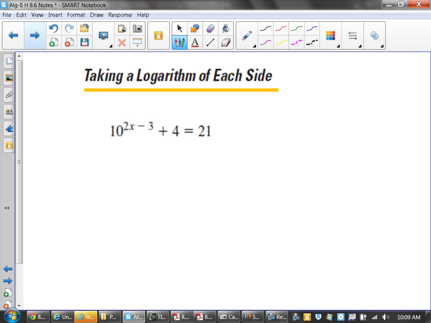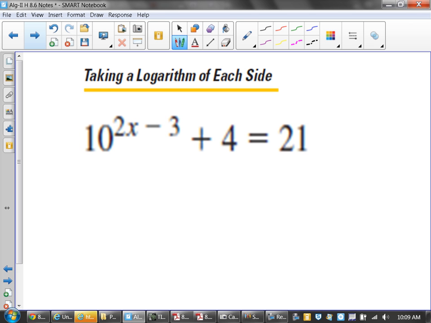Let's try this one. Take another step of it. Now we have a multi-step problem. Once we get into the multi-step stuff.